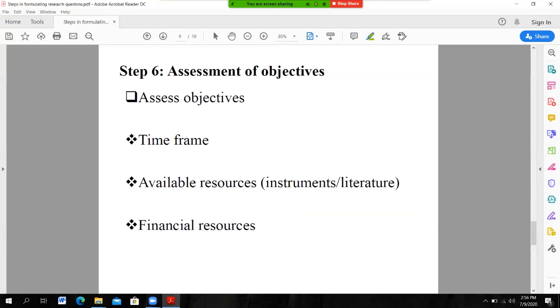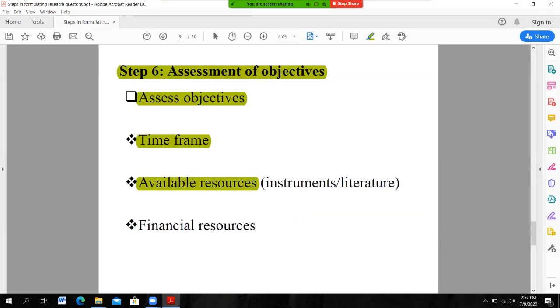After formulating the research objective, in this step there is assessment of the objectives. This is another important step while formulating a research problem or research topic: assessment of the objective. Always assess objectives in terms of time frame, available resources, and financial resources. These are very important. Time frame means how much time the researcher has for the research project.